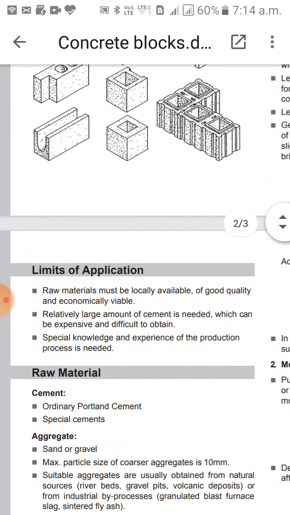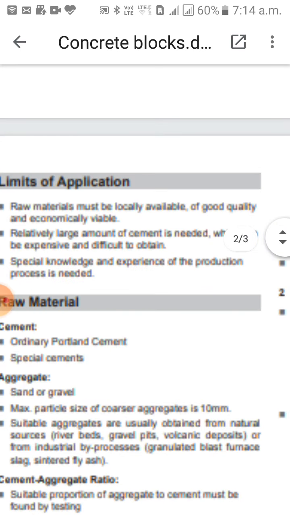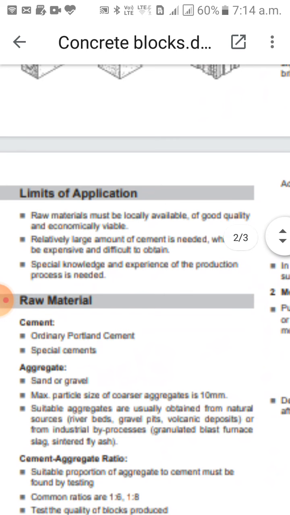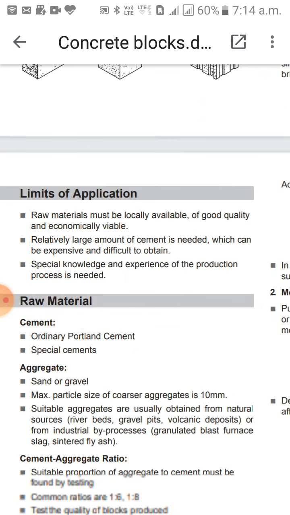And the limits of application, what is the limit? You have to see that the raw materials should be locally available. Otherwise, if you bring them from a longer distance, the cost will increase. And in hollow blocks you're using full cement. For fire brick we use only soil, but here we use cement, so it can be expensive and difficult to obtain. And you need special knowledge and experience of the production process.